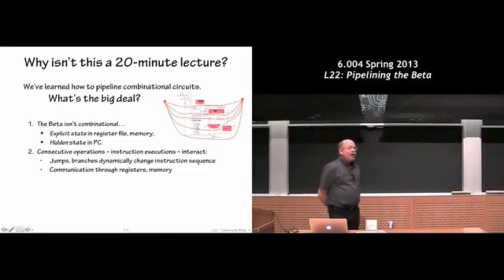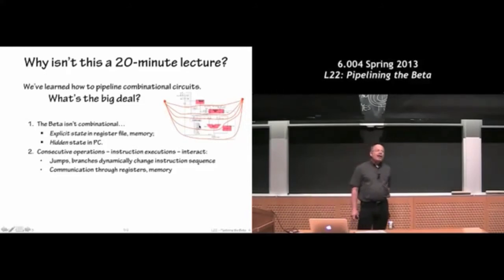Well, the first thing to notice is that the beta is not a big piece of combinational logic, right? There are actually state elements here. And what that means is that there is some memory in the system of the effect of previous execution. So the instruction ahead of you, that came before you, has changed the state of the machine in such a way that when I'm the next instruction and I execute, I have to take into account changes that it made to the state.